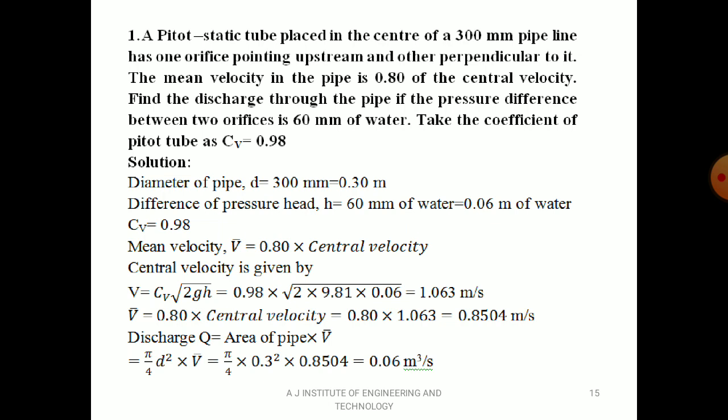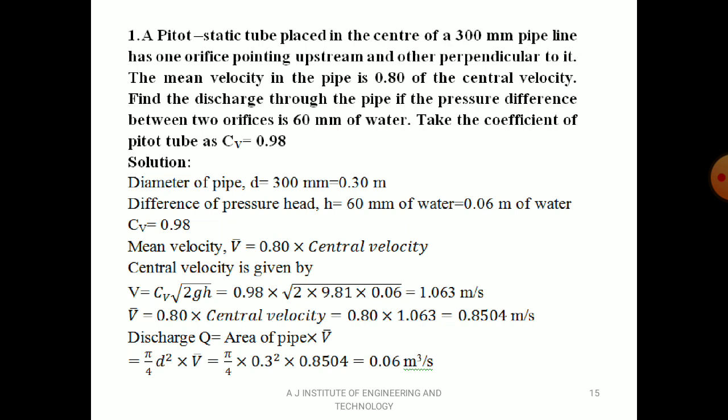The pitot tube is placed at the center of a 300 mm pipeline, that is small d equal to 300 mm, the diameter of the pipe. The mean velocity in the pipe is 0.80 of the central velocity. The central velocity is capital V equal to Cv into square root of 2gh. The mean or average velocity, which we represent as V bar, equals 0.80 times capital V, that is 0.80 into the central velocity. It is given in the problem.